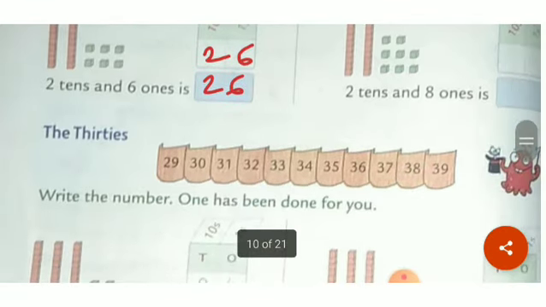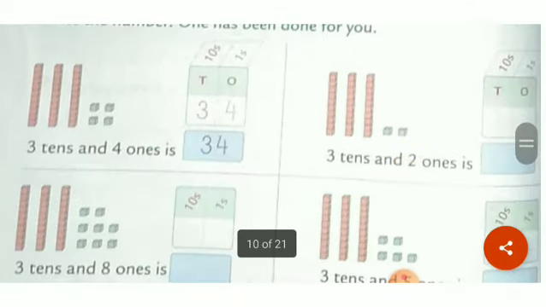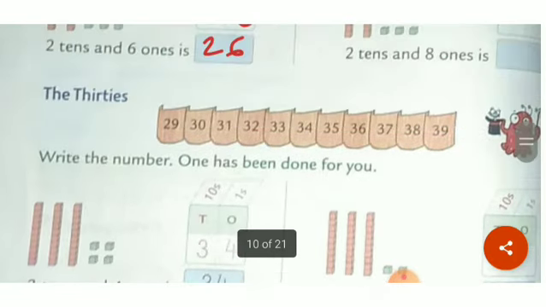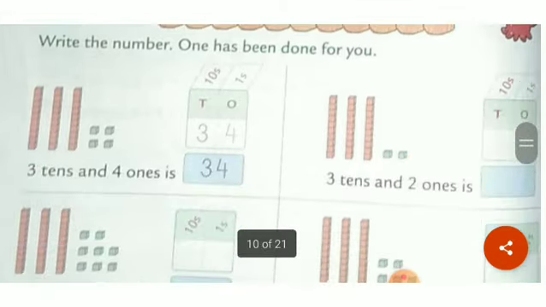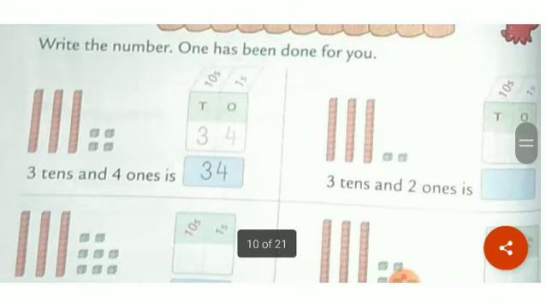Thirties. We will see one more example of 30s. This is the 30 strip. You can see in the 30s, all numbers are having 3 on tens place. See, 30, 31, starting from 30. We need 3 on tens place, all those numbers are called 30s. 30, 31, 32, 33, 34, 35, 36, 37, 38, 39. All are 30s. Now we have to solve these examples in the same way.